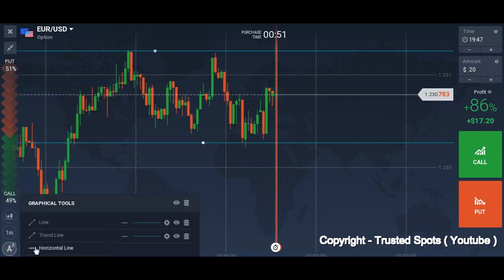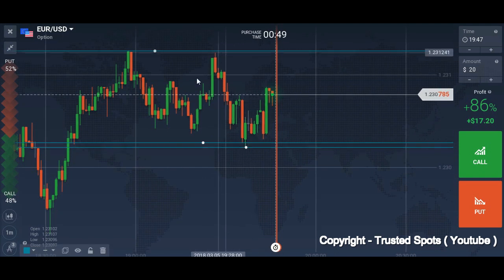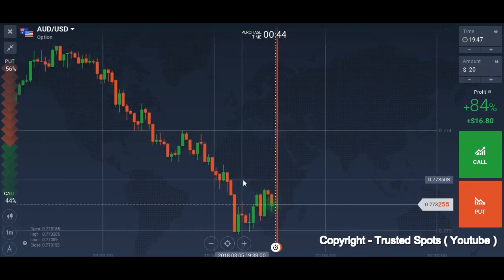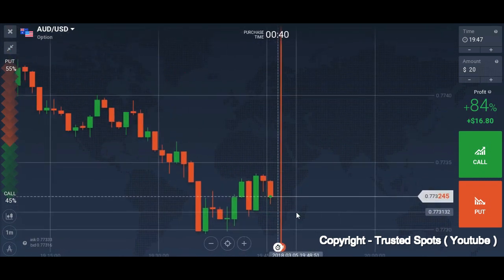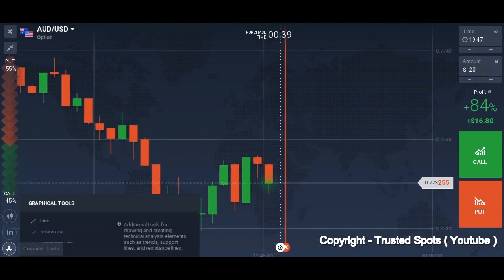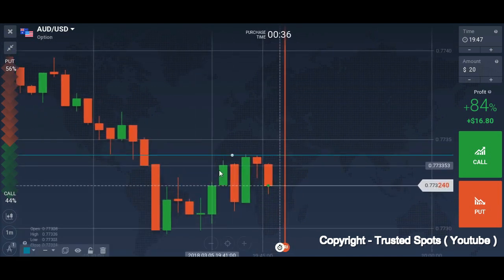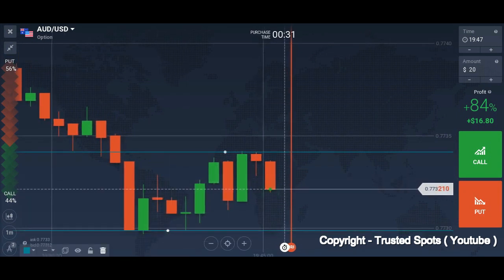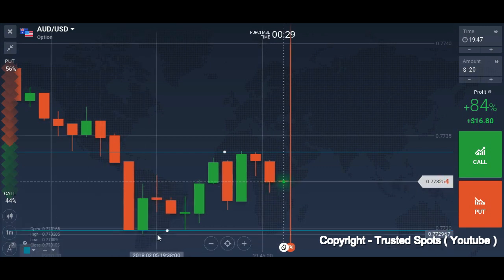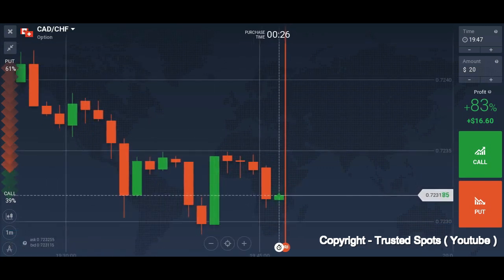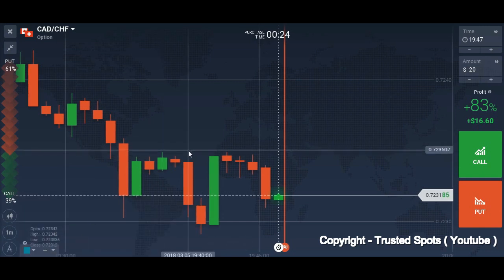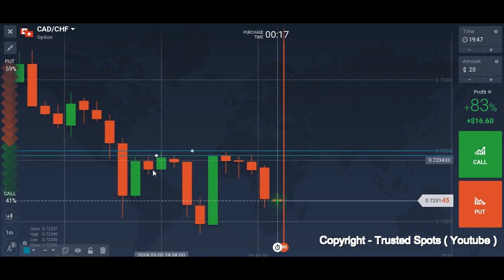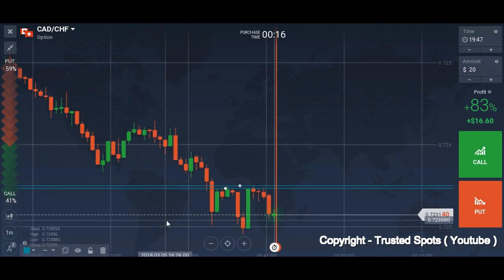This is a particular box. We need to wait for the market to break either level, either this resistance or this support. This is a downtrend. This is the AUD USD chart and let's wait for the market to give us a trading opportunity. Okay, this is the Canadian CHF chart. I will draw the level first. We have here the level.